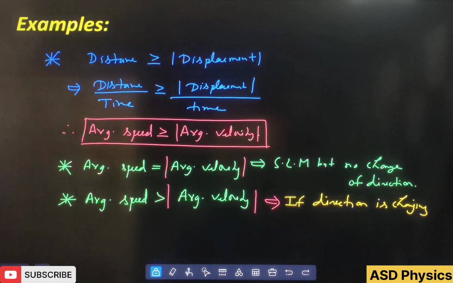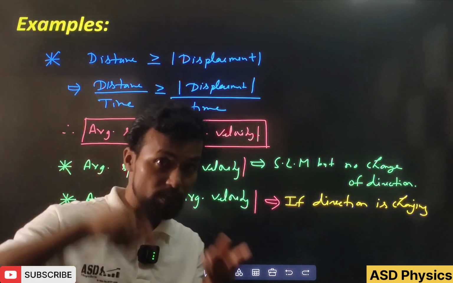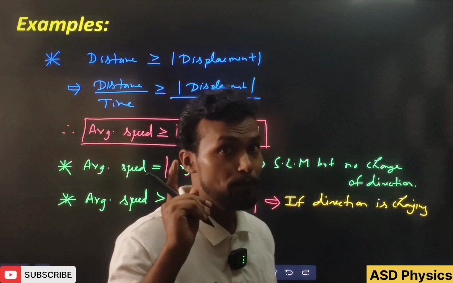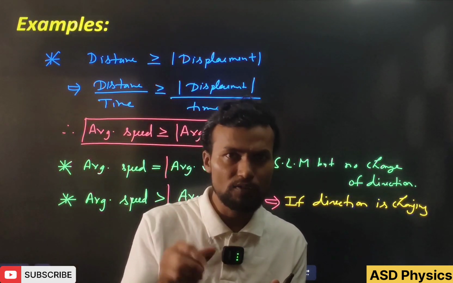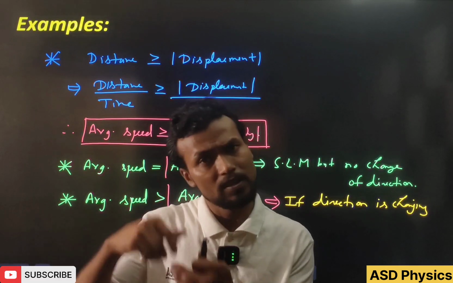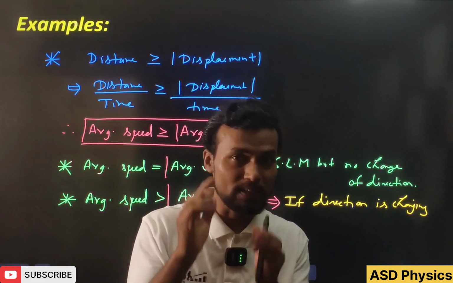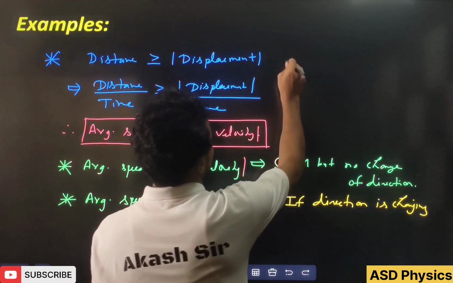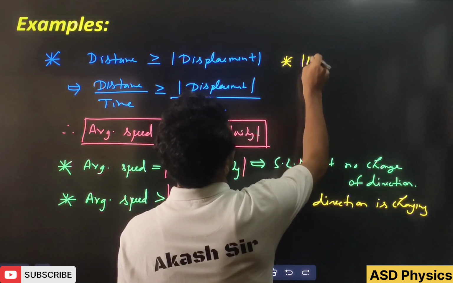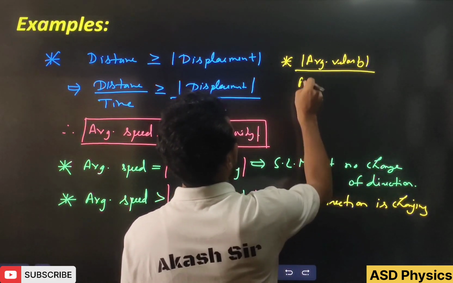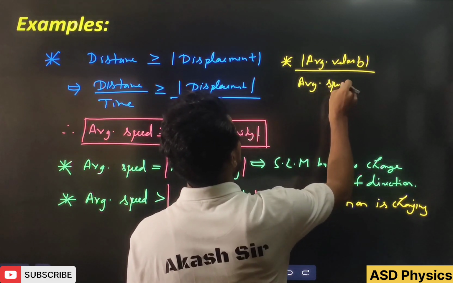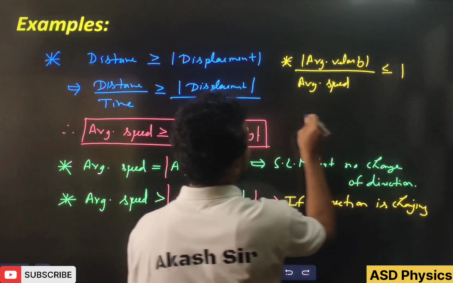questions used to come. If they ask the ratio of average speed by average velocity, it will be greater than or equal to 1. If they ask the ratio of average velocity by average speed, it will be less than or equal to 1. Again, I am telling that average speed by average velocity is greater than or equal to 1. Next one, average velocity by average speed is less than or equal to 1.